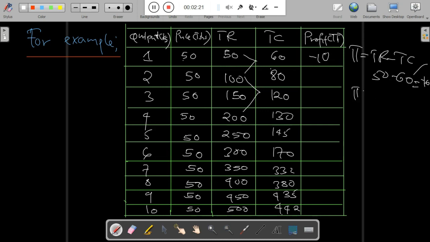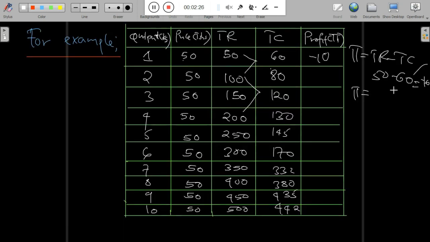Suppose we have this kind of table here. We have the quantity on the left hand side and we have the profit. The total revenue is defined by taking the price times quantity. That is, we take the price, 50, times 1. That will give you 50.